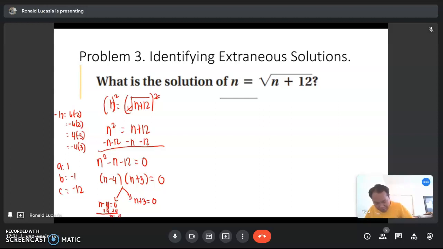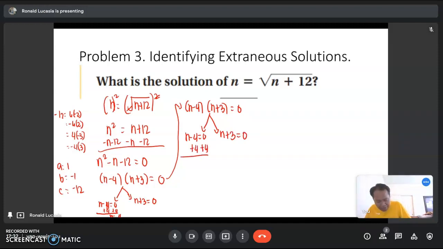Hold on, I have to redo my equation solution. N minus 4, n plus 3 is equal to 0. So you have n minus 4 is equal to 0. The other factor is n plus 3 is equal to 0. So solve for the value of n. Add both sides by 4. So the first value of n is 4. This one, subtract both sides by 3. So the value of second n is negative 3.